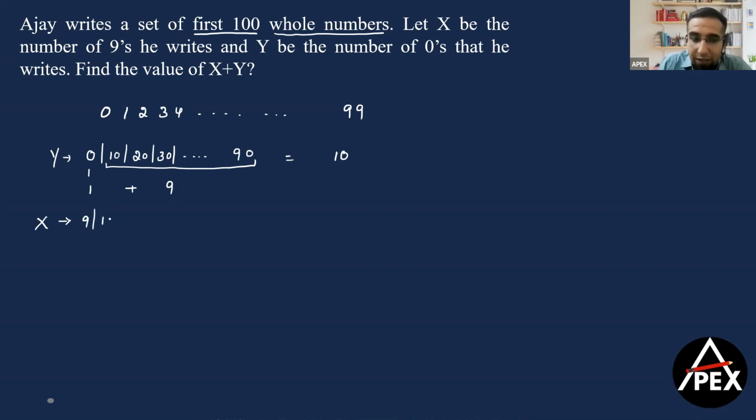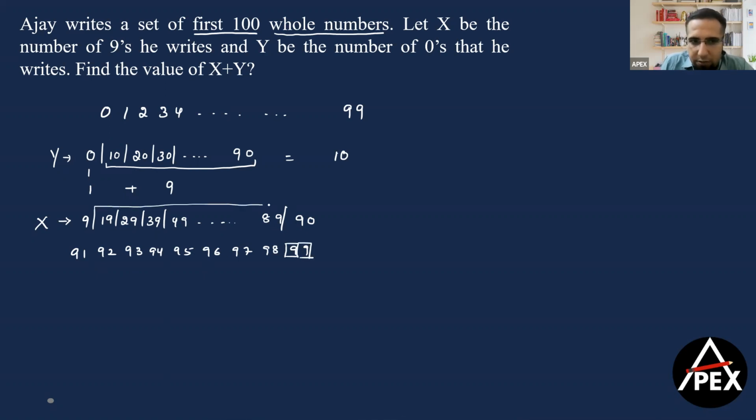A 9 starts with 19, then 29, then 39, then 49, and so on, till 89. Now, what students generally think is after 89, they write 99, which is wrong. Please understand, a 9 is also appearing in 90. A 9 also appears in 91, 92, 93, 94, 95, 96, 97, 98, and 99 has how many nines, guys? 99 has two nines. So from 1 to 8, these are my 8 numbers, plus one ninth number, plus one tenth number.